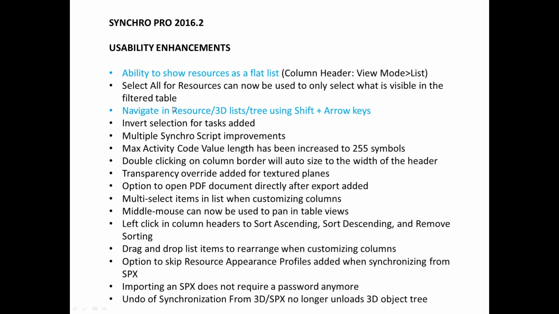But a couple nice ones: navigating through the 3D list tree, you can now use Shift and arrow key to move up and down trees. The insert key now can work with tasks. If you're in a task list and you just hit the insert key, you'll immediately be able to add a new task and start typing. Some improvements to borders with double clicking is quite nice.